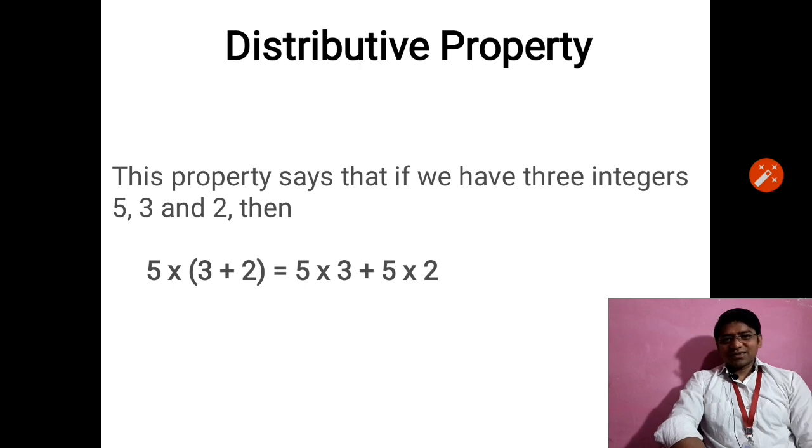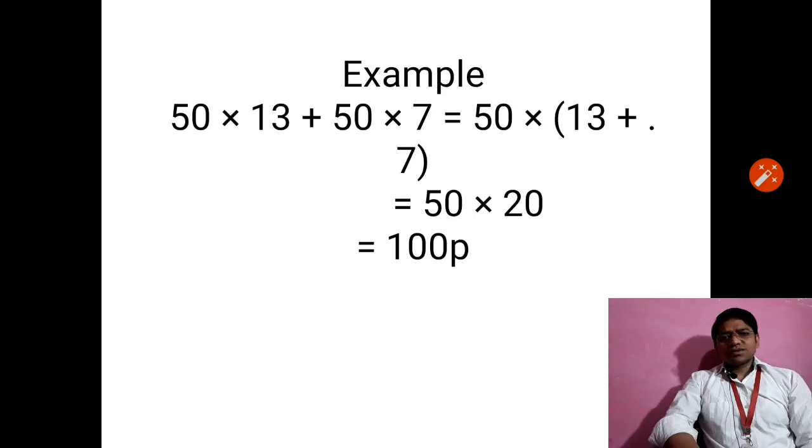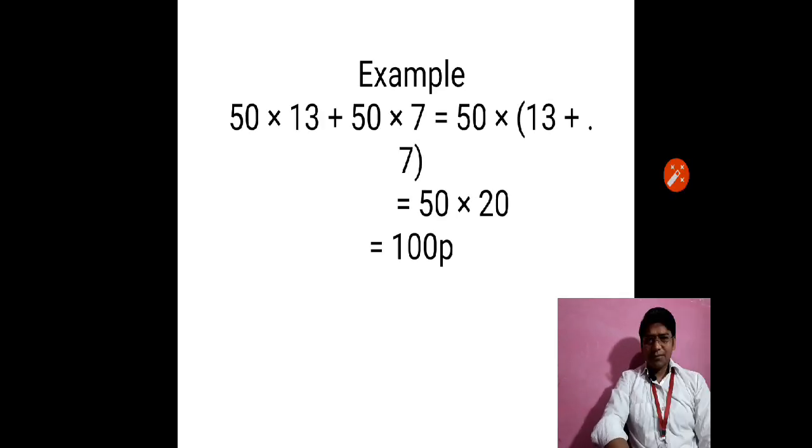Distributive property. This property says if we have three integers 5, 3 and 2, and the expression is 5 into 3 plus 2, then this expression can be written as 5 into 3 plus 5 into 2. And with the help of this property, the calculation of such problems becomes very easy.